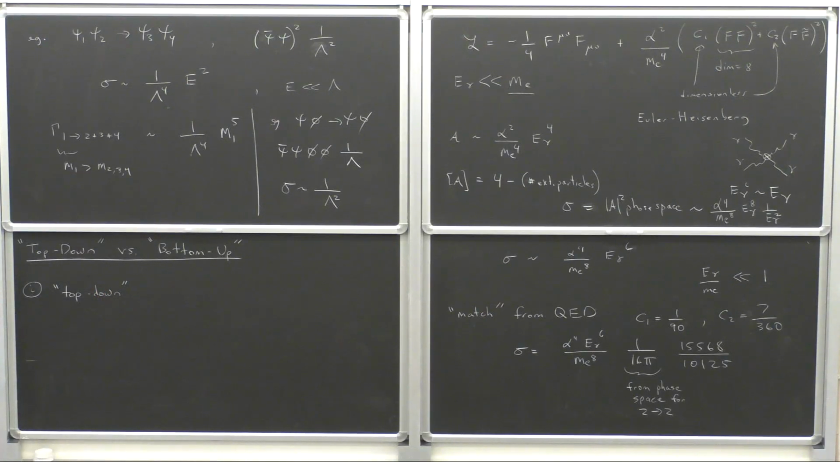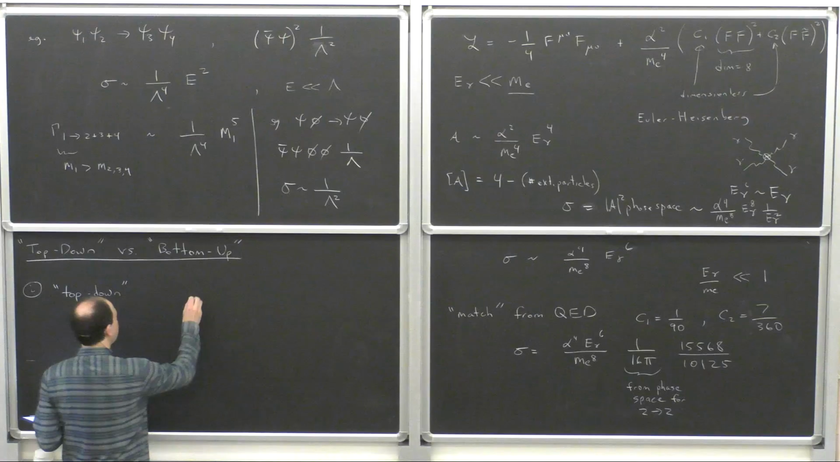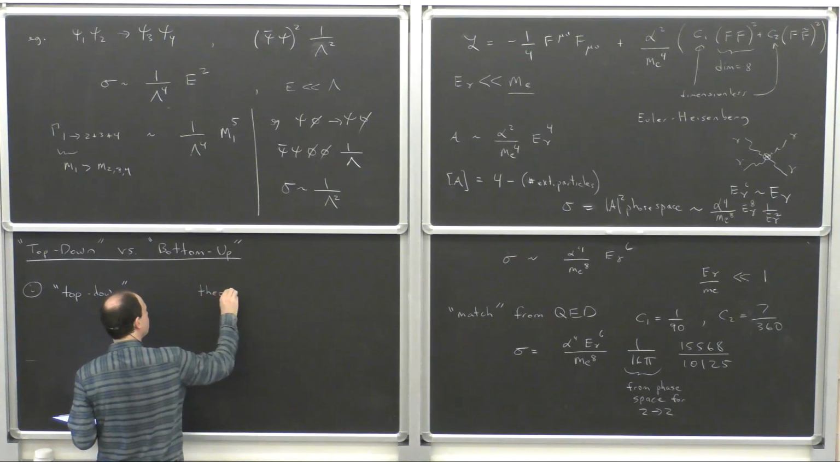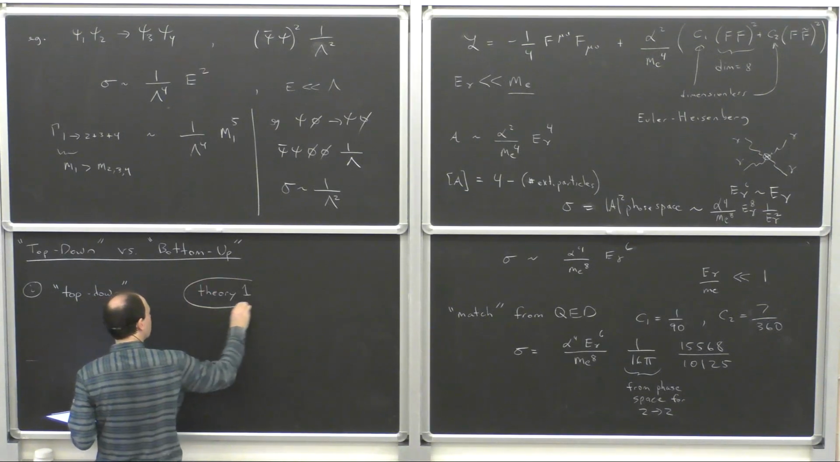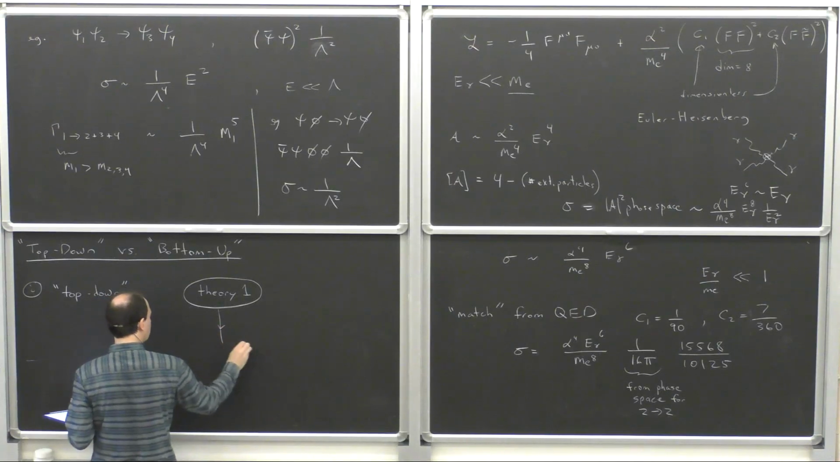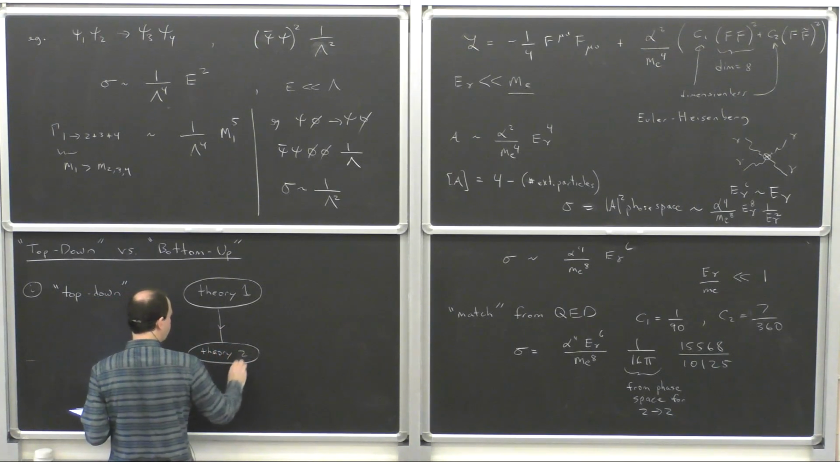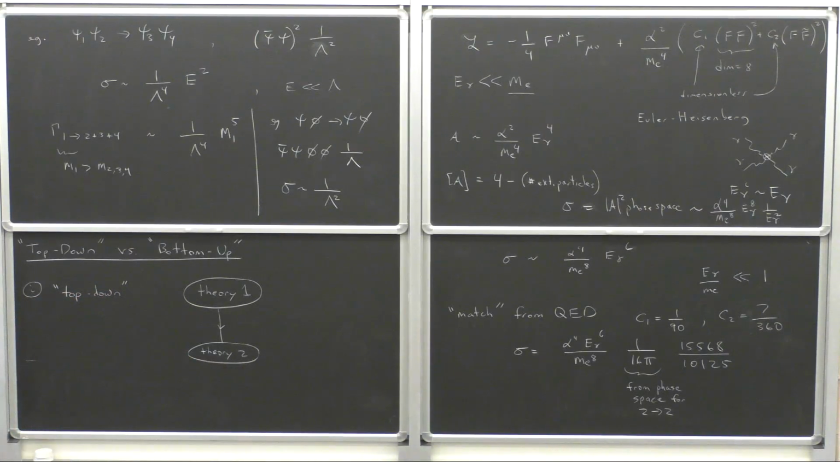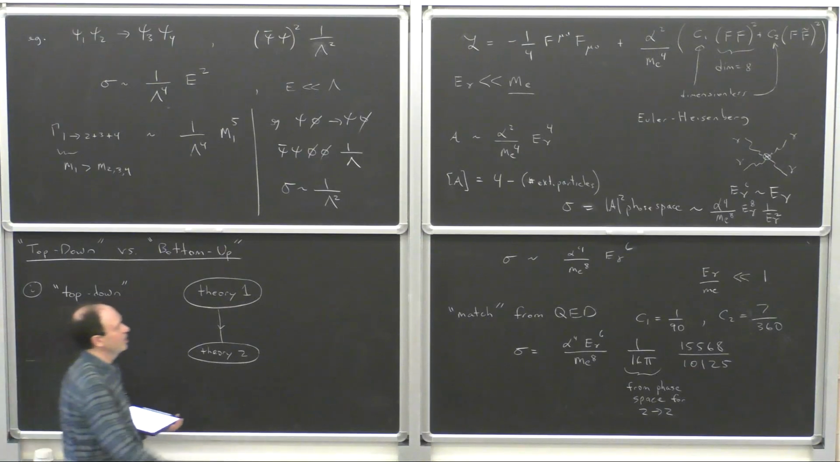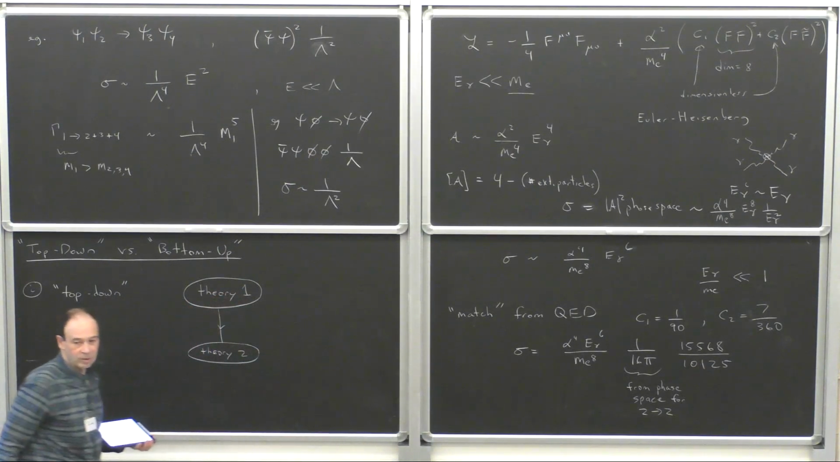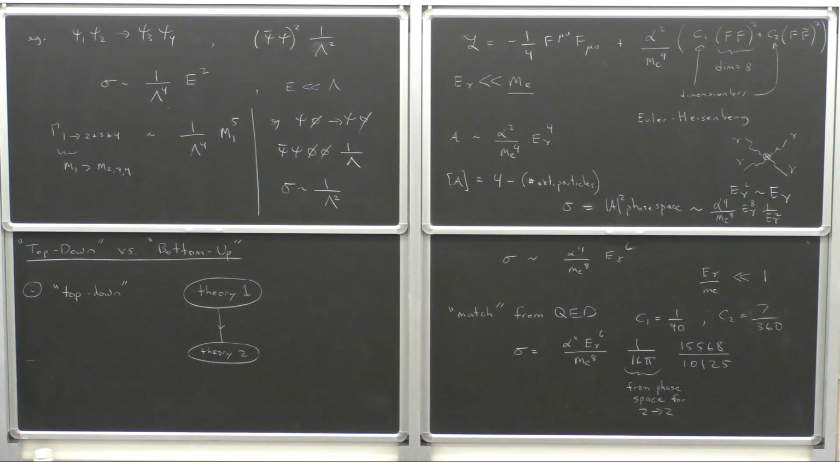The idea of the top-down effective field theory is that we have 2 theories. I'll call them theory 1 and theory 2, just to be generic. Theory 1 contains the physics of theory 2. It's the mother theory to theory 2. Maybe theory 1 is QED, and theory 2 is the Euler-Heisenberg Lagrangian, as one example. So theory 1 could be good enough. We could do the calculations in theory 1, but we're not really satisfied with theory 1. Maybe it's a little too complicated.